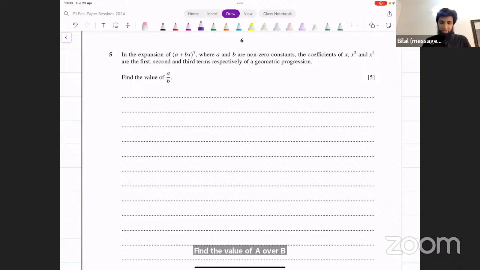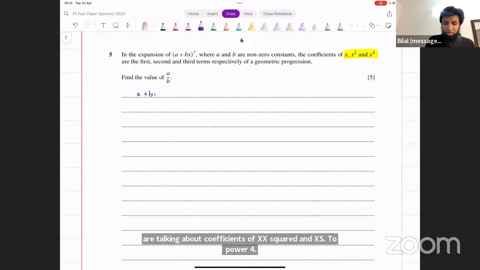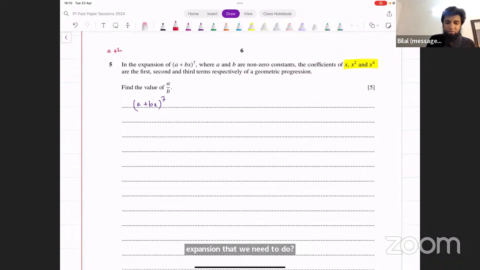Okay. Now, how do we think about this? First of all, let's focus on this part. They are talking about coefficients of x, x squared, and x raised to the power 4. Let's first find those 3 coefficients. What's the expansion that we need to do? (a plus bx) whole raised to the power 7. The formula looks like this. (a plus b) whole raised to the power n is a raised to the power n plus nC1 a raised to the power n minus 1 into b plus nC2 into a raised to the power n minus 2 b squared, and so on.